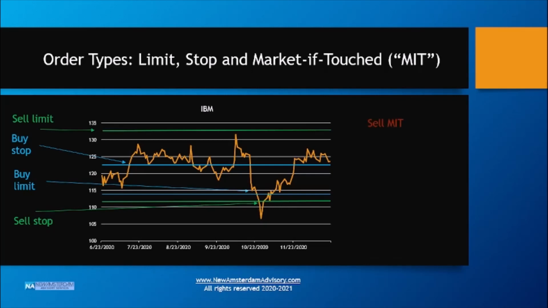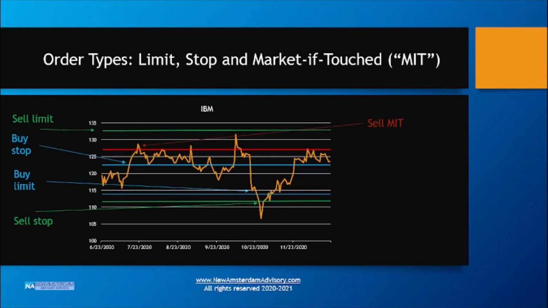Now let's look at the market if touched orders. A market if touched order essentially is similar to a limit order with one big exception. A limit order will never get filled at a worse level than whatever the limit is. A market if touched order will also become active when a limit is reached. However, when that limit is reached, the order will turn into a market order.